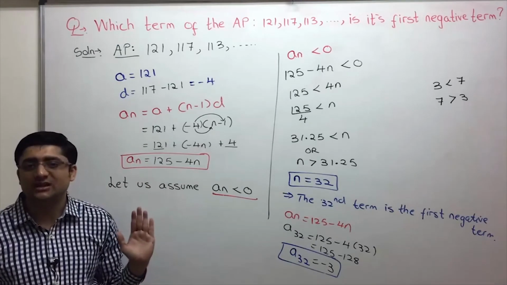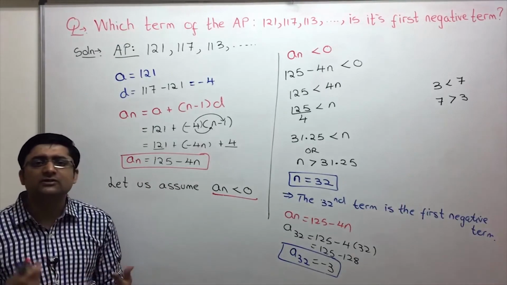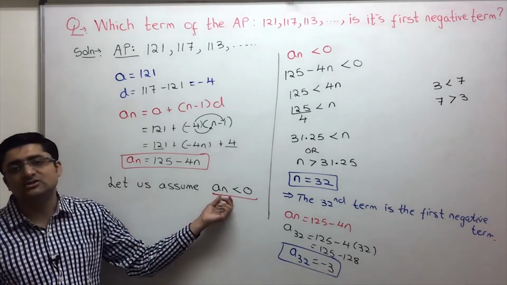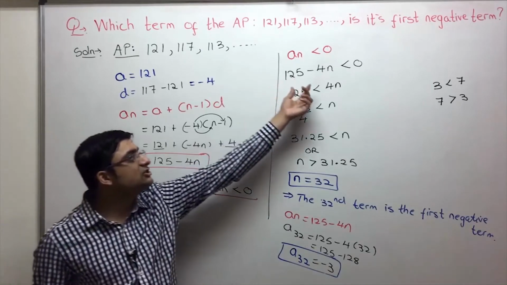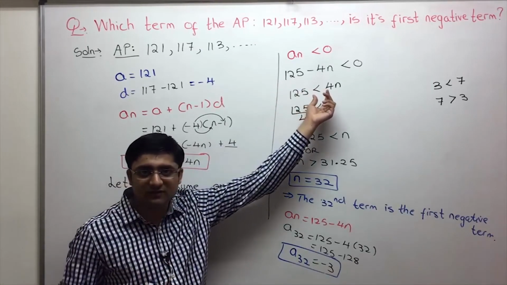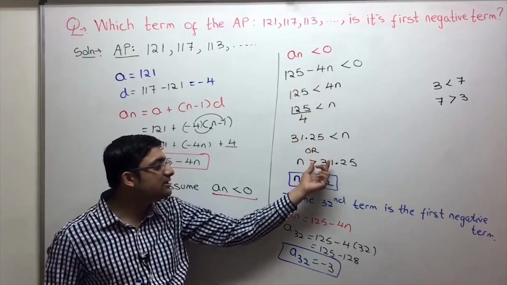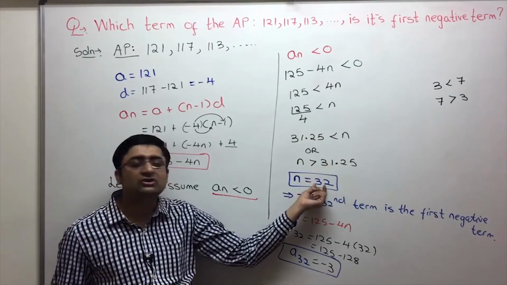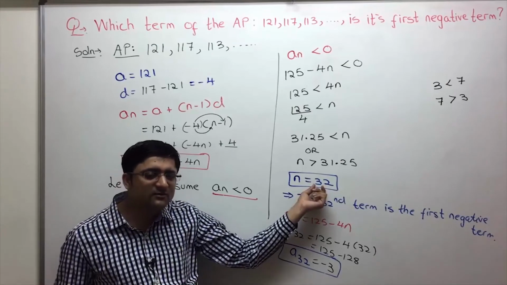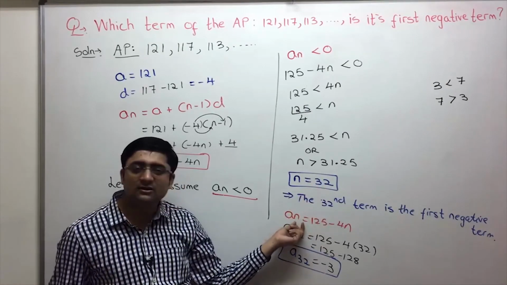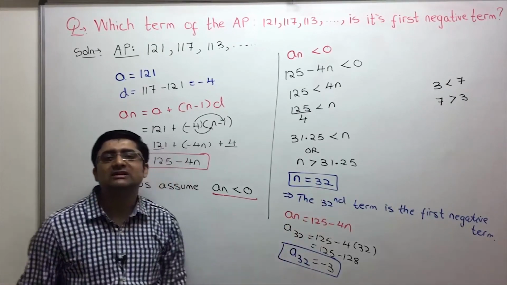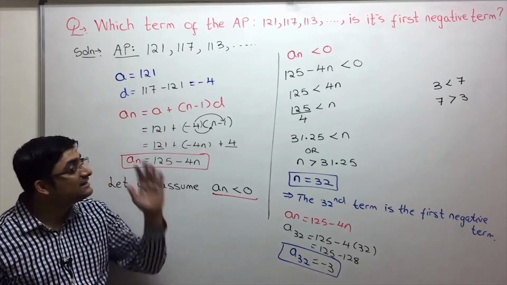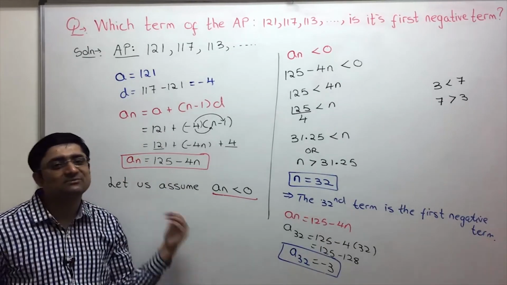So this is how you solve such type of questions. Whenever you have a question involving the first negative term, this is the condition: nth term is less than 0. Just solve this inequality. It's just like how you solve an equation, right? N greater than 31.25, next natural number 32. So the 32nd term is the first negative term. Which is that term? In the nth term put 32. So minus 3 is the first negative term. Is this clear? So this is how you solve such type of questions.